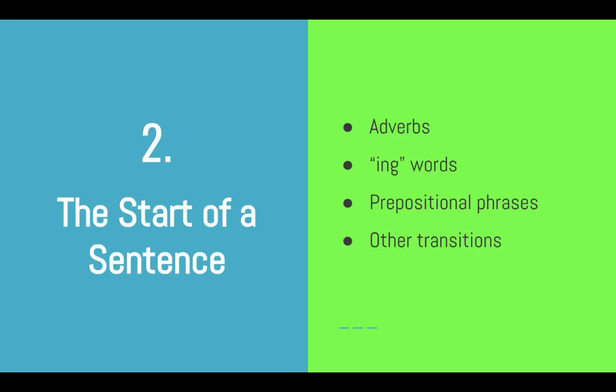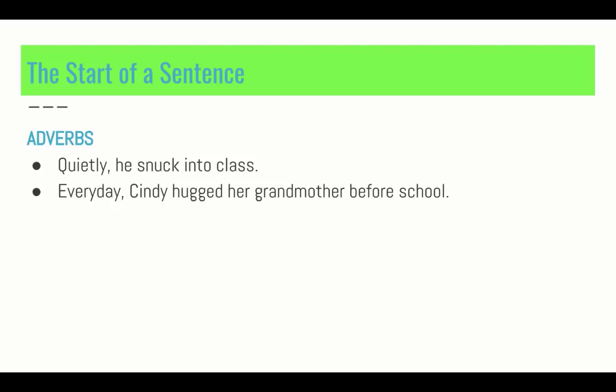a little bit. Okay, tip number 2 in improving your sentence variety is to look at the start of a sentence. We're going to go over adverbs, starting with ing words, starting with prepositional phrases, and then starting with a different type of transition. Quietly, he snuck into class. Every day, Cindy hugged her grandmother before school.